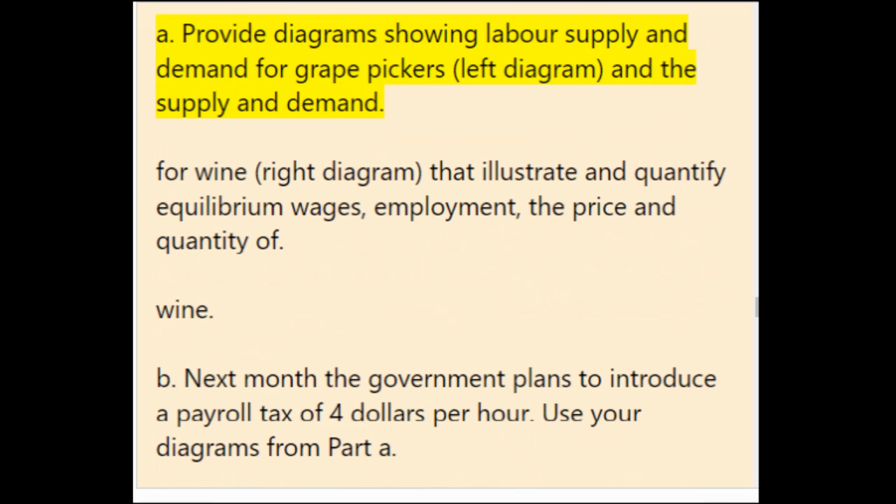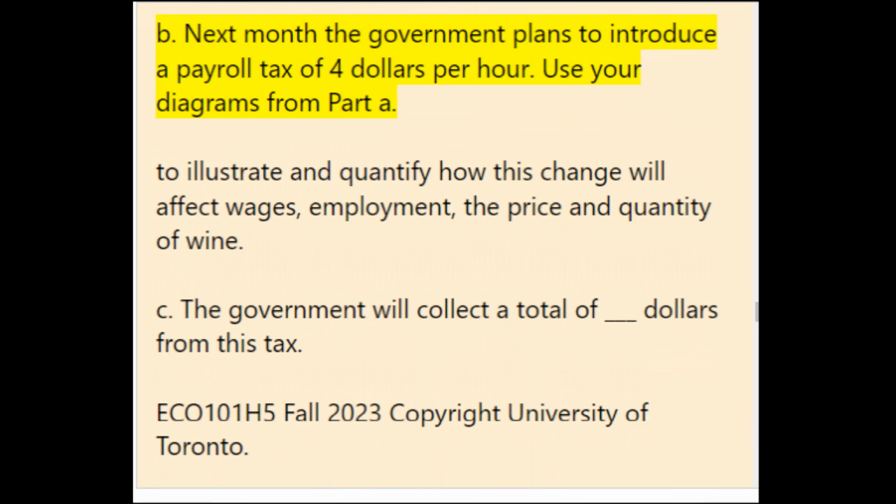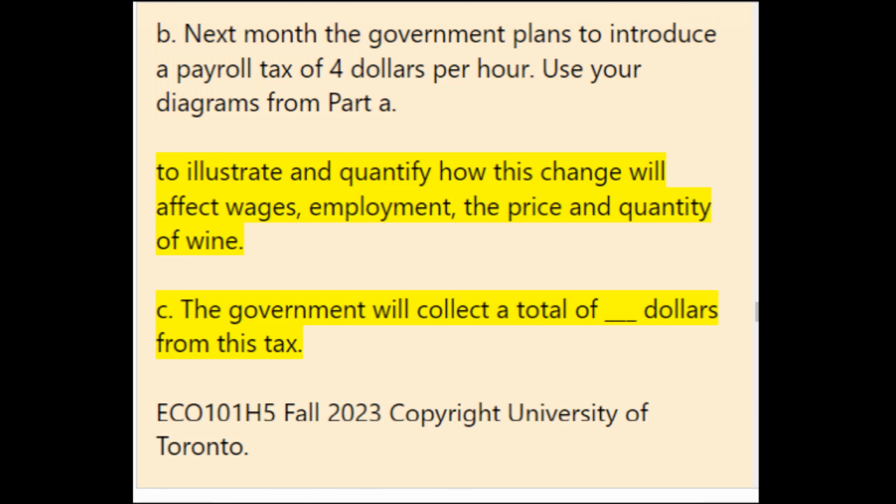A. Provide diagrams showing labor supply and demand for grape pickers (left diagram) and the supply and demand for wine (right diagram) that illustrate and quantify equilibrium wages, employment, the price, and quantity of wine. B. Next month the government plans to introduce a payroll tax of $4 per hour. Use your diagrams from Part A to illustrate and quantify how this change will affect wages, employment, the price, and quantity of wine. C. The government will collect a total of ___ dollars from this tax.